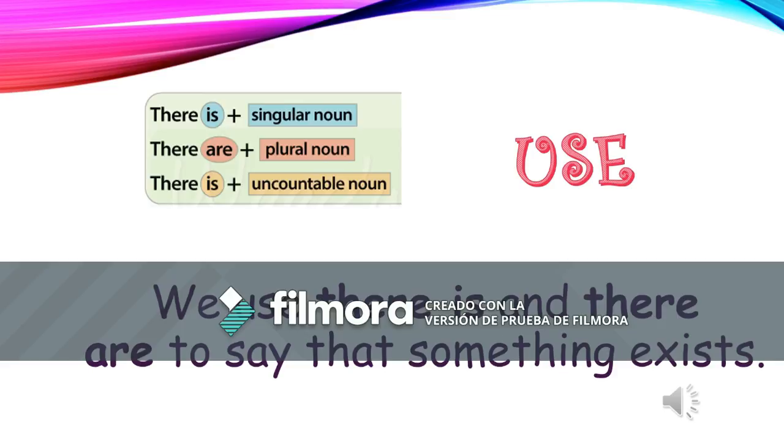We use there is and there are to say that something exists. Use there is plus singular noun, there are plus plural noun, and there is plus uncountable noun.